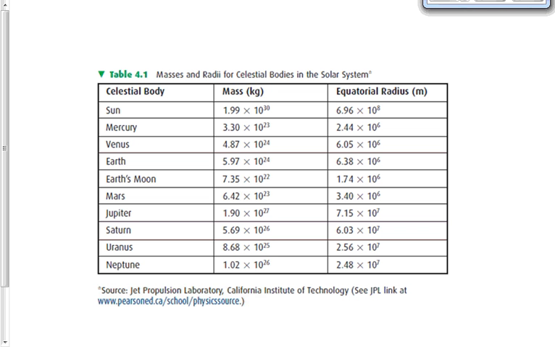Here's a table from your book, table 4.1. This is in chapter 4, and it's going to be near the beginning of chapter 4. It gives you the mass of all of these different bodies, different planets, the moon, the sun, and so on, and the equatorial radius. The equatorial radius is simply the radius of that planet from the center, or whatever object it is, the sun, the planet, the moon, from the center to the surface at the equator.